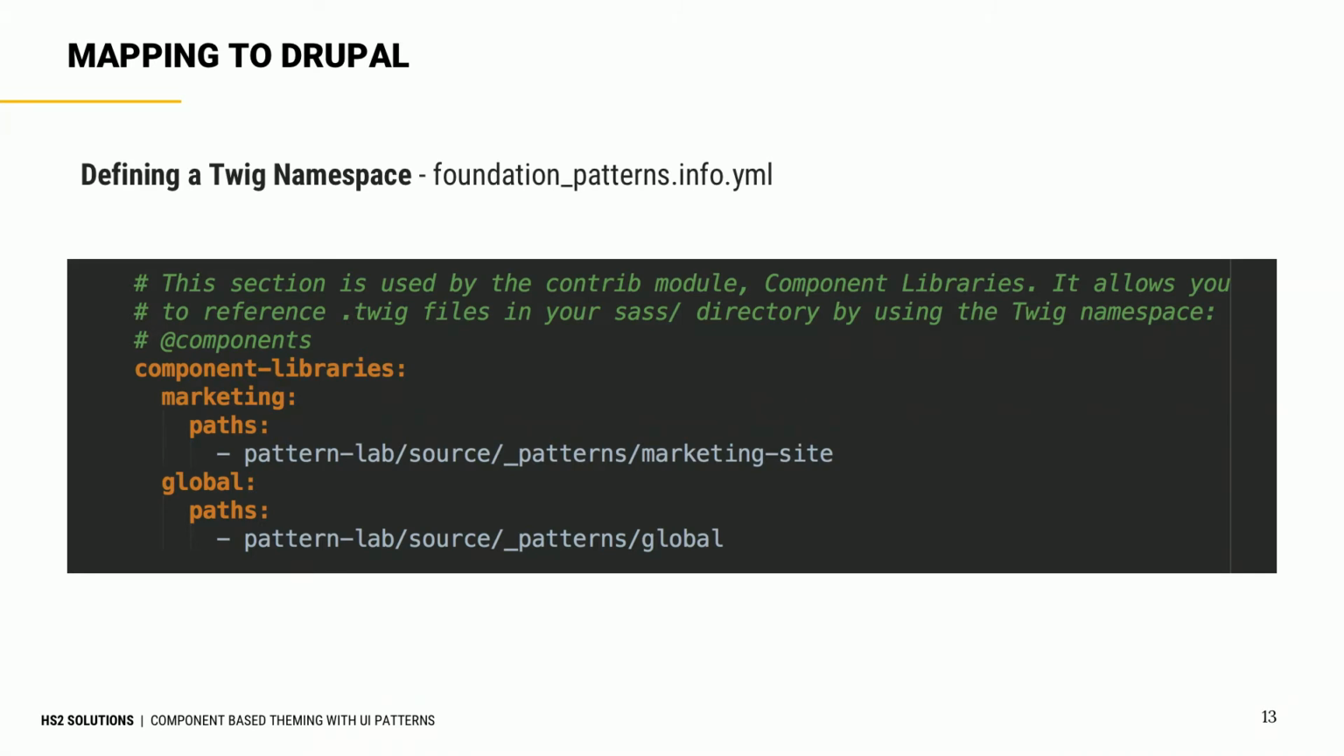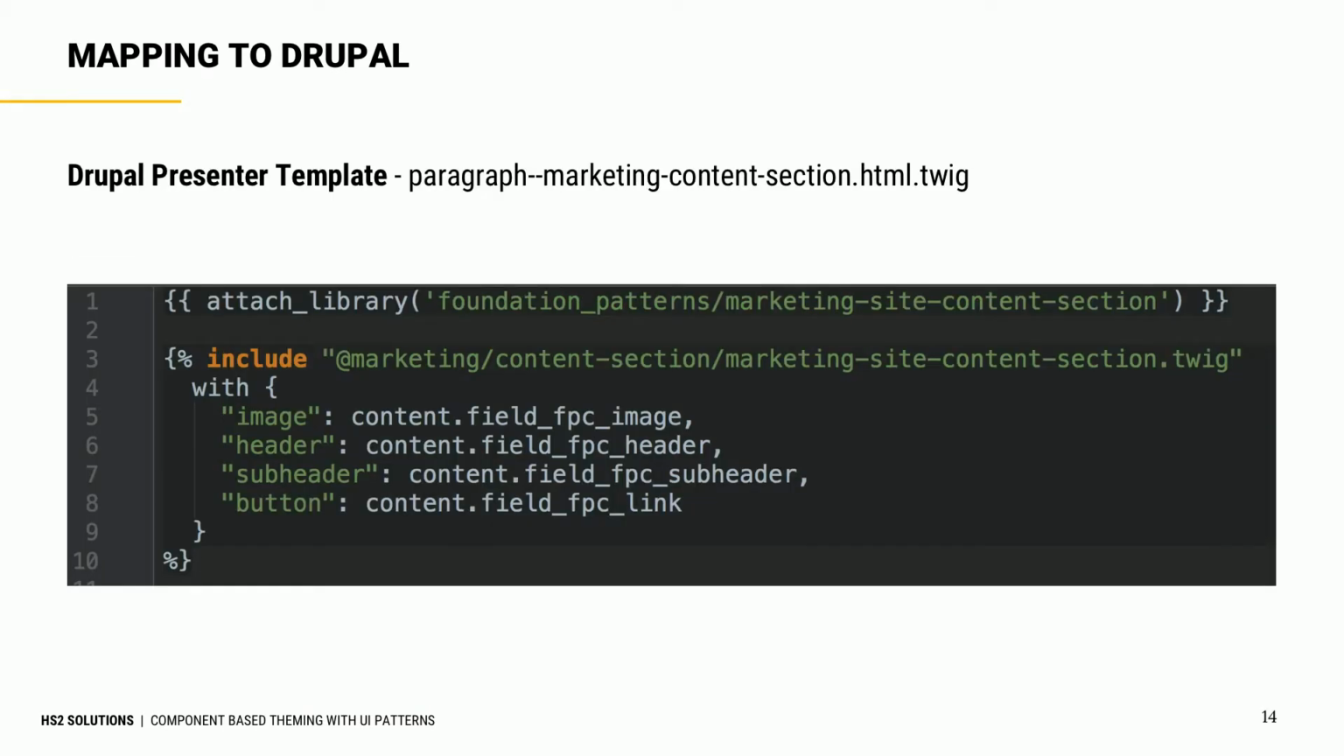So in the theme's info.yaml file here, we have a component libraries entry, and we give an ID for the namespace and then provide a path where it's going to look for those templates. So here we have our Pattern Lab that's in our theme but not in our templates directory, and we're just telling Drupal where to go find it. And then in addition to Drupal actually being able to use those templates, you also get the nice namespace here. So we defined marketing, so we can do @marketing, and that's just a little shortcut to that path, and then from there, we can specify where our Twig template is.